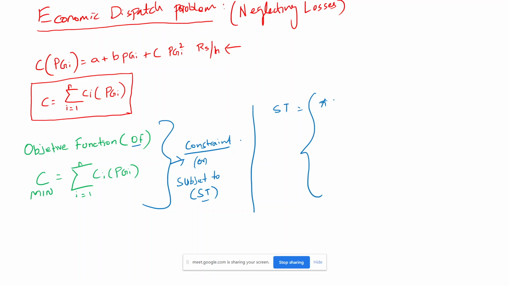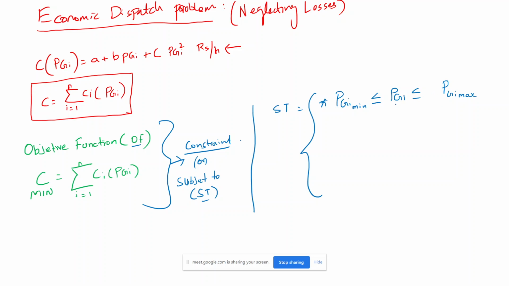First is this PGi min and then PGi max. In between this only I need to operate my generator. I cannot come below this, or go greater than this.